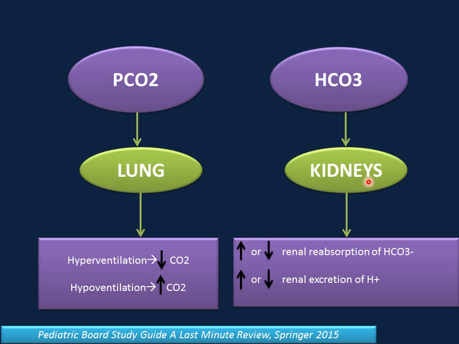The kidneys manage the bicarb value by increasing or decreasing the renal reabsorption of bicarb in the proximal renal tubule, and also by increasing or decreasing the renal excretion of hydrogen in the distal renal tubule. So the lung manages the PCO2 and the kidneys manage the bicarb. We'll understand that more in the next few slides.